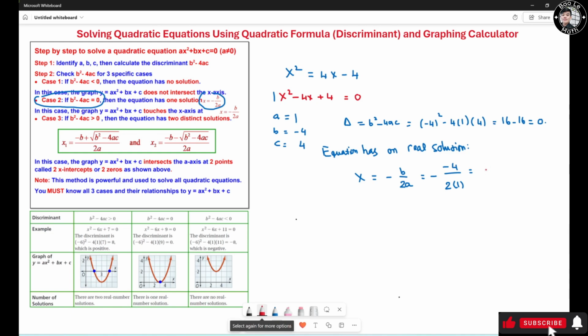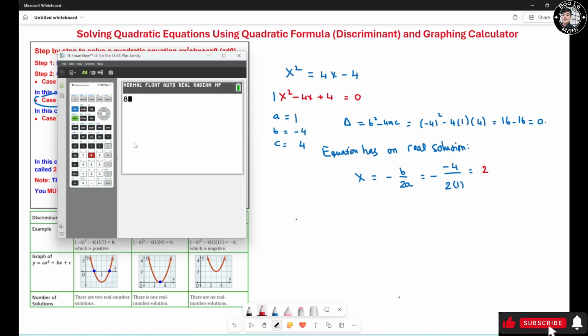So 4 divided by 2 is going to be 2. So 2 is the only solution, right? Now we're going to use the calculator to check it works. We hit y equals, and we input s squared minus 4s plus 4, hit graph, and you see that the graph touches the x-axis at s equals 2, right? If we need to check for this solution, you just hit second trace.